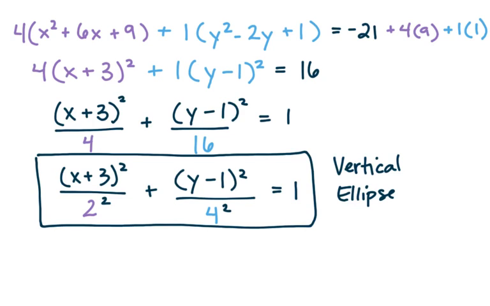A circle is the only one that doesn't have an orientation because it's the same width and length in either direction, vertical or horizontally.